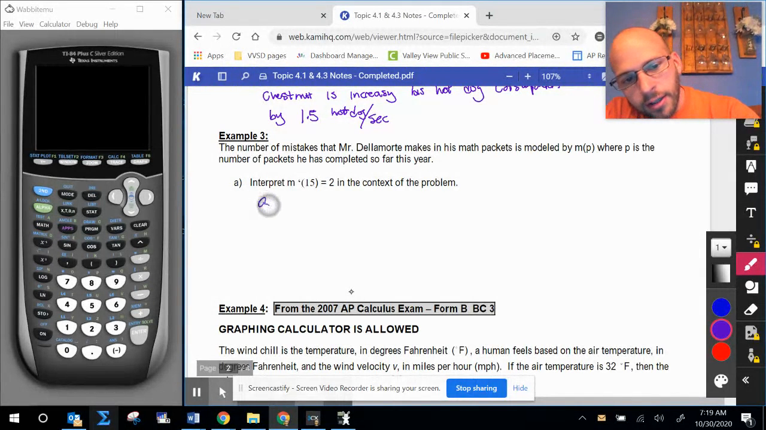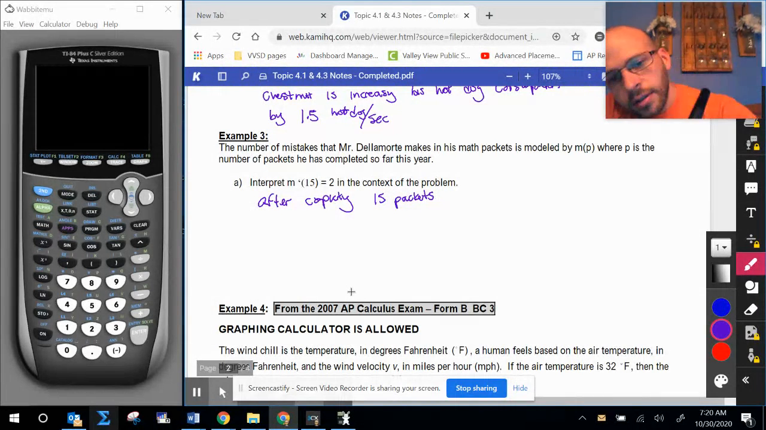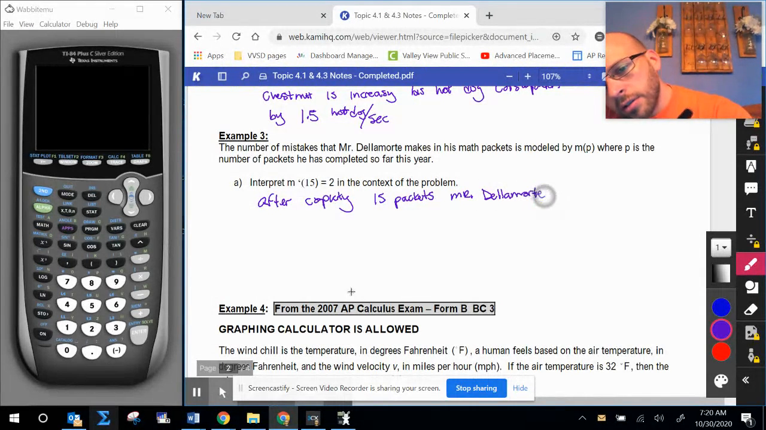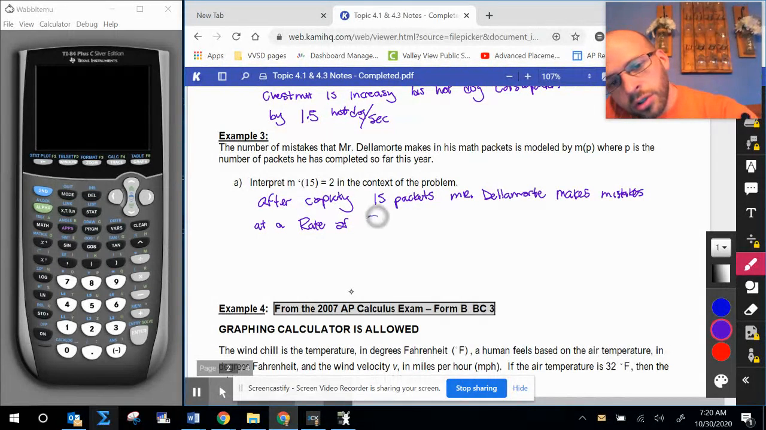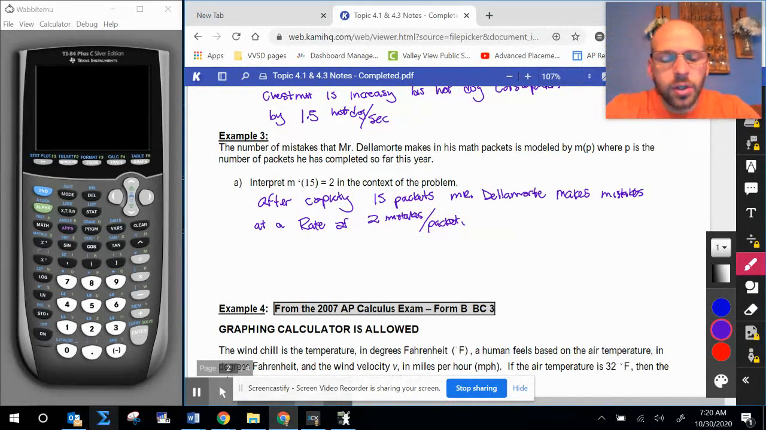So I would say after completing 15 packets, Mr. Delamorte makes mistakes at a rate of 2 mistakes per packet. Okay, so again, it's a rate of change.